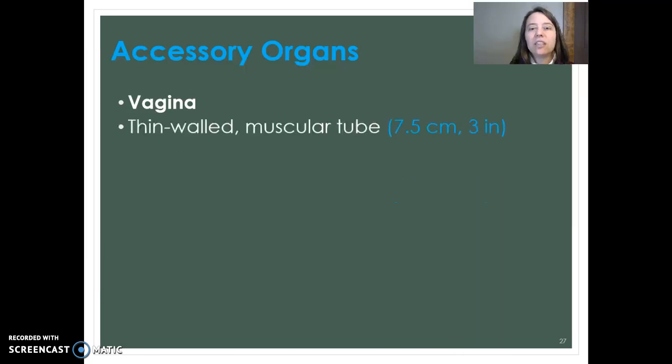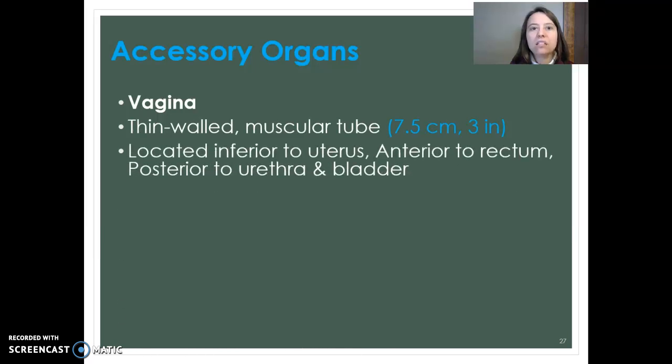So the vagina is a thin-walled muscular tube. It's about 7.5 centimeters or 3 inches long. It is located inferior to the uterus, and it is anterior to the rectum and posterior to the urethra and the bladder.